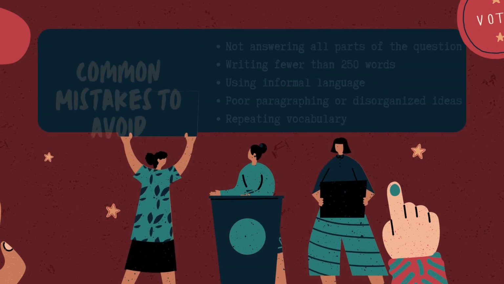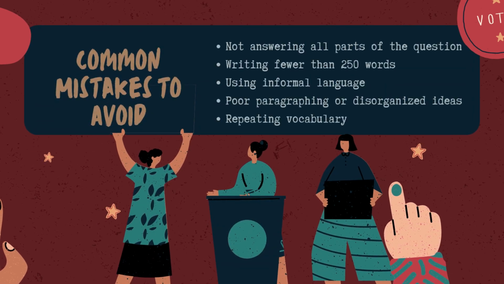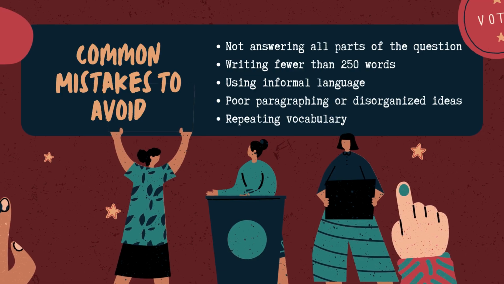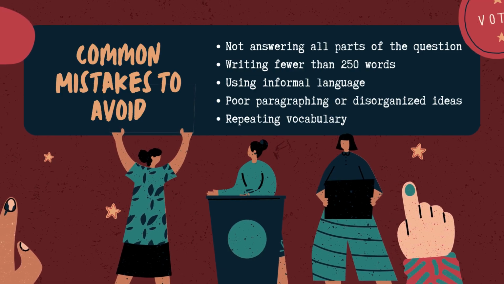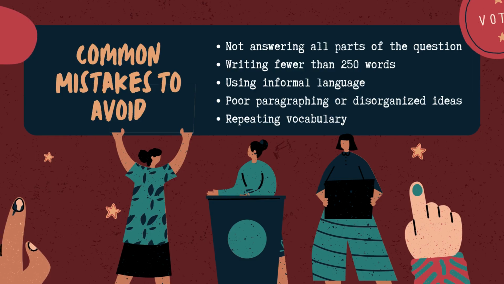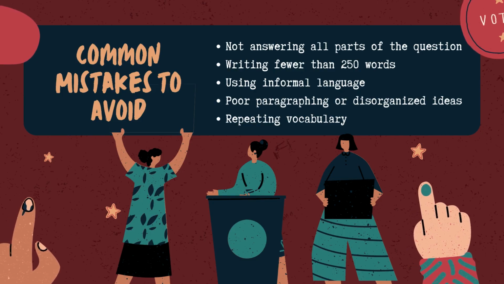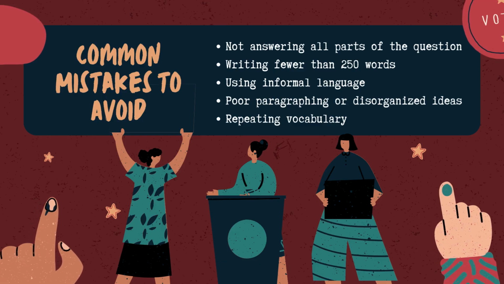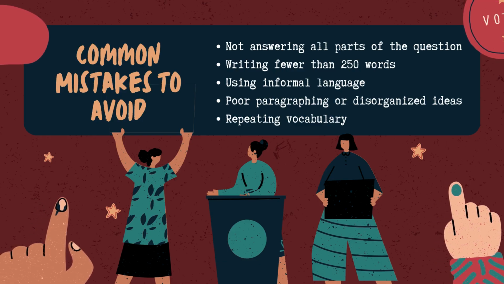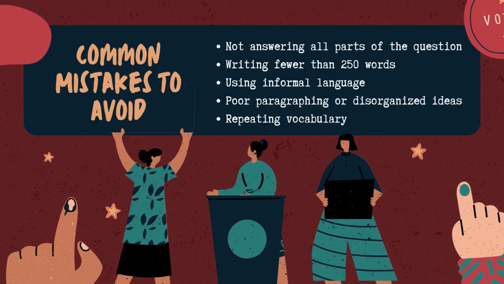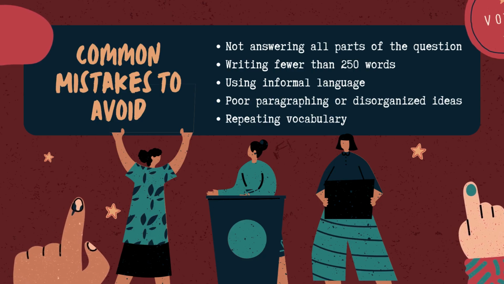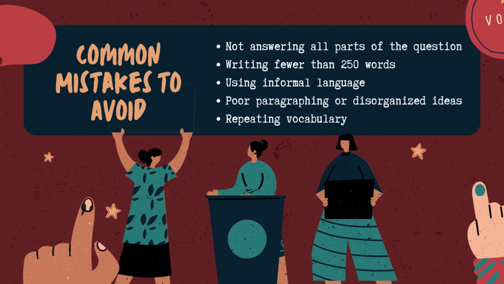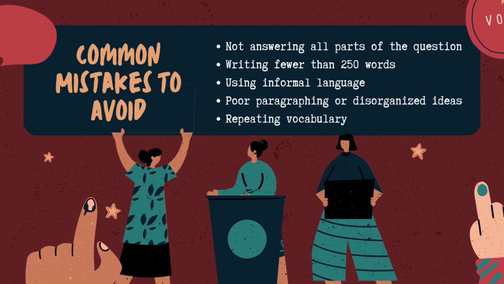Moving towards common mistakes to avoid: not answering all parts of the question. Whatever it is needed, you need to answer that particular thing in the answer or essay writing. Writing fewer words than 250 words. You can write 260 to 270 to 280, not more than that and not less than 250 words. Using informal language would decrease your band score.